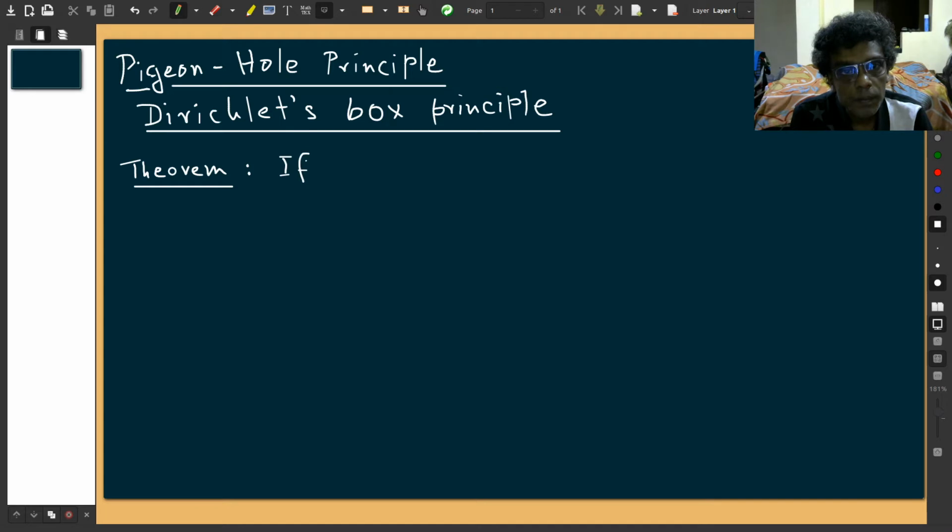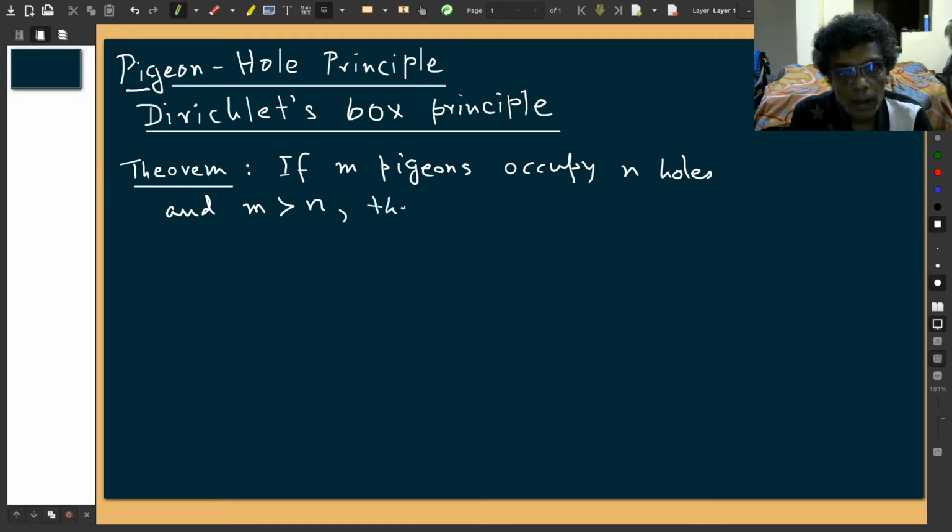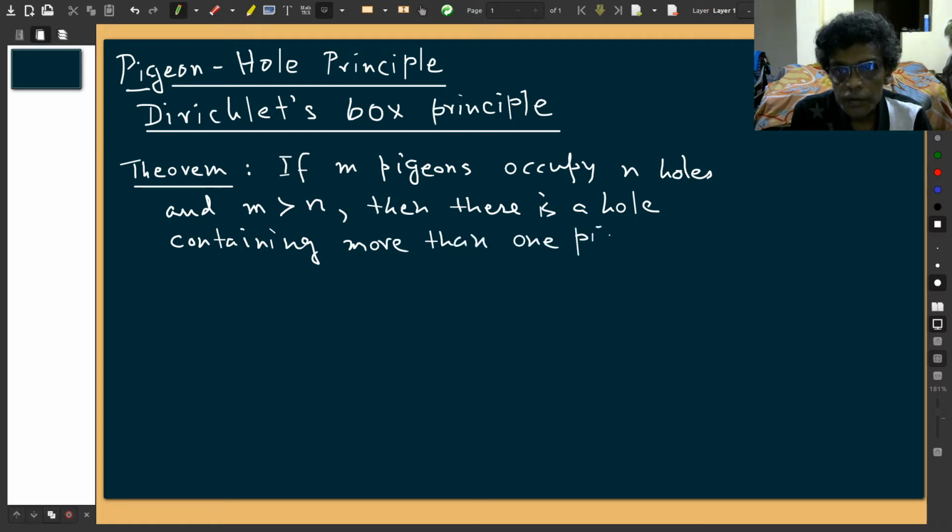If m pigeons occupy n holes and m is greater than n, then there is a hole containing more than one pigeon.